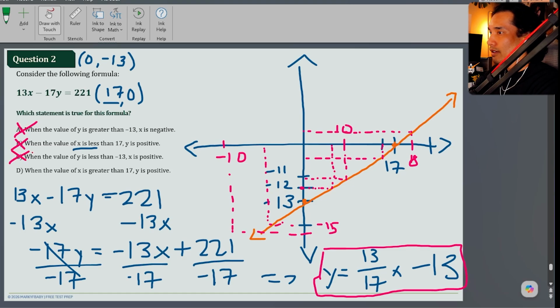Now let's go ahead and test D. When the value of x is greater than 17, we already tested that. I chose 18, and that gave me a positive value. I choose 19, I go to my tightrope, touch the line, and then I go to the corresponding value, and I see it's positive.